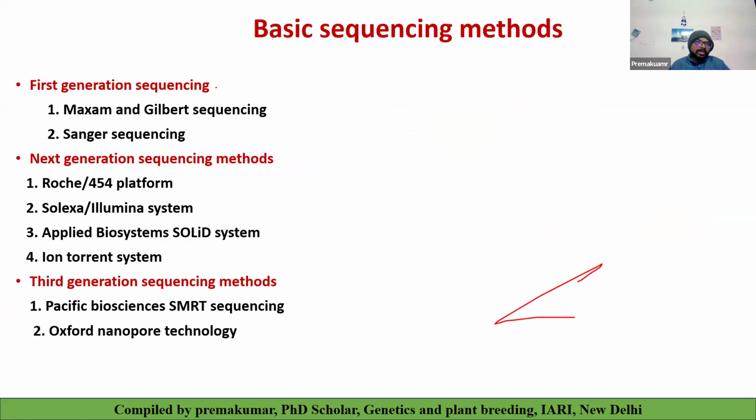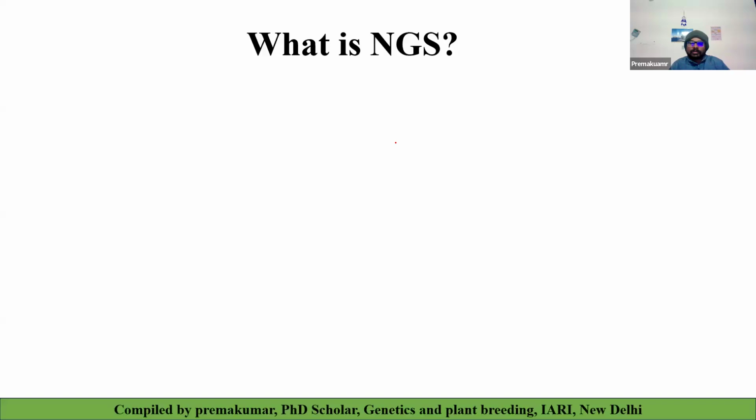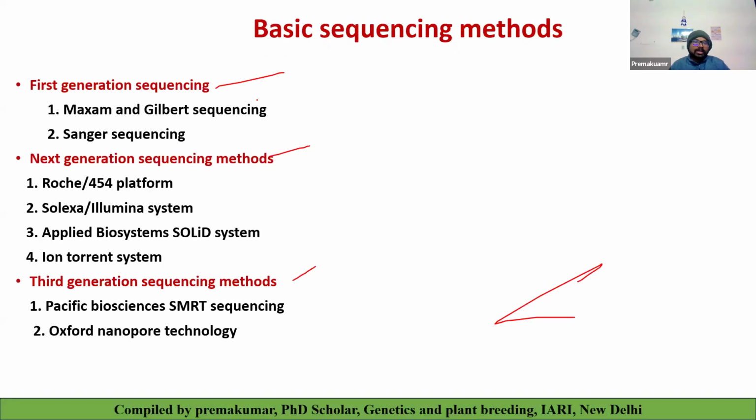Then what are the differences? Why is there a three major classification? Actually, we will discuss this. In first generation, we had two types of sequencing methods. One is Maxam and Gilbert sequencing. The other method is Sanger sequencing. And till now, it's a gold standard sequencing method. Even though many methods came up, till today, it's a gold standard sequencing method.